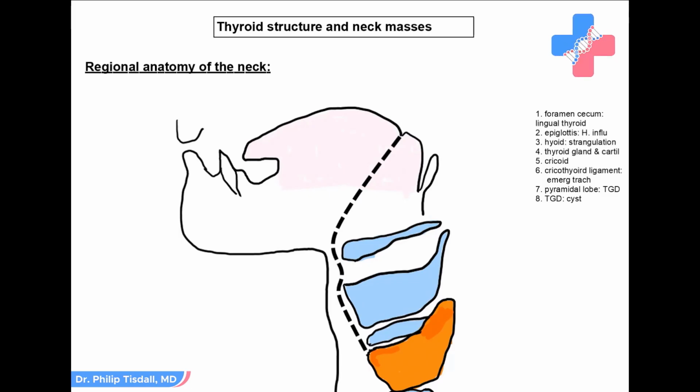Hello and welcome. In this video, we'll be discussing the structure of the thyroid gland and its relation to other structures of the neck. This clinically matters because it forms the basis for understanding the clinical approach to neck masses.